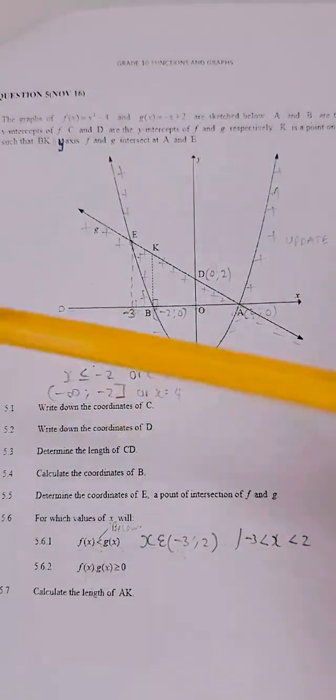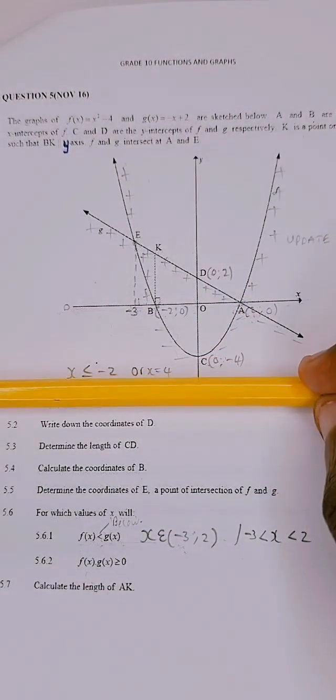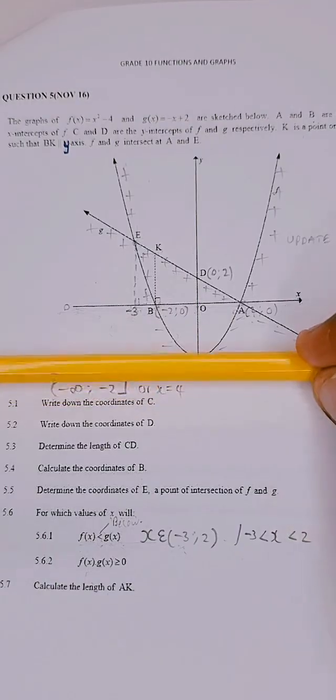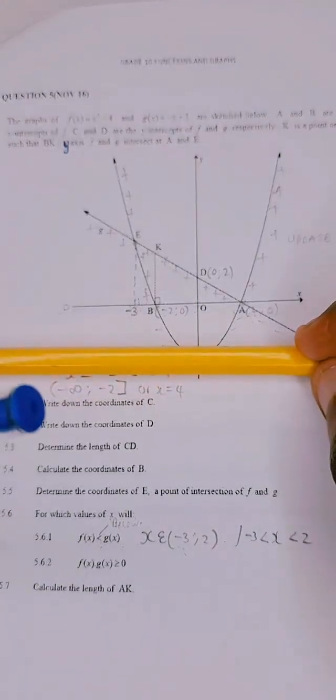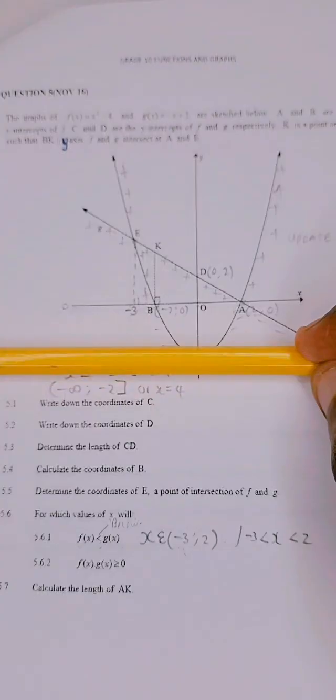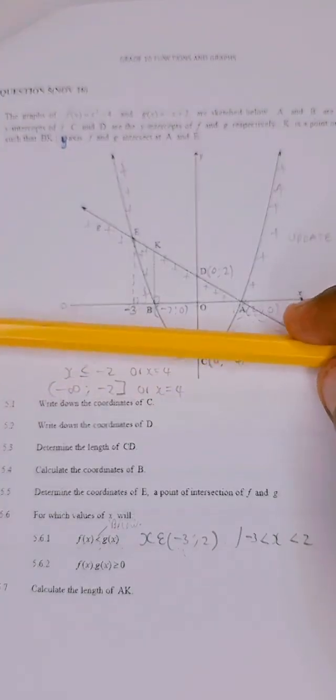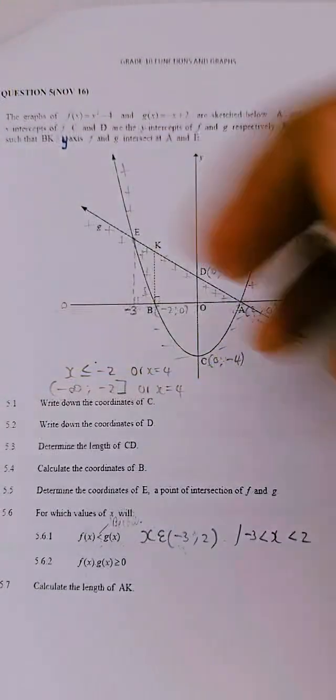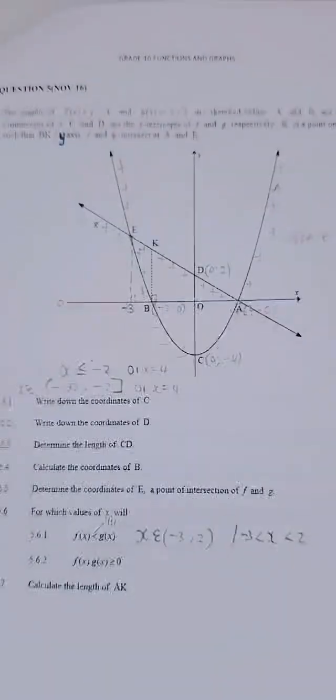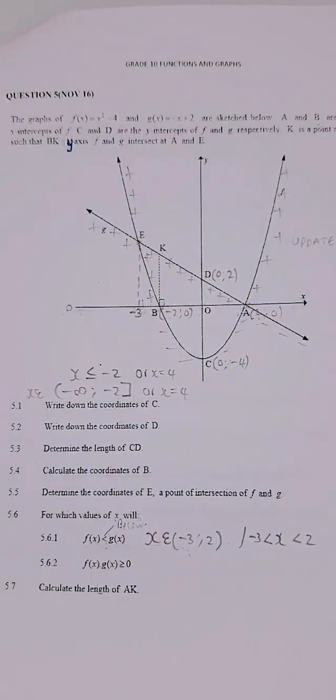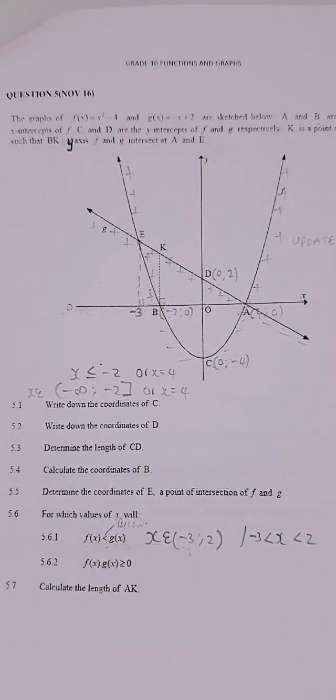So you can either write the answer like this, x less than or equal to negative 2, or x is equal to 4, or you can write your answer like that: negative infinity to negative 2, or x is equal to 4. You could say x is an element of negative infinity. Why not x is equal to 2?